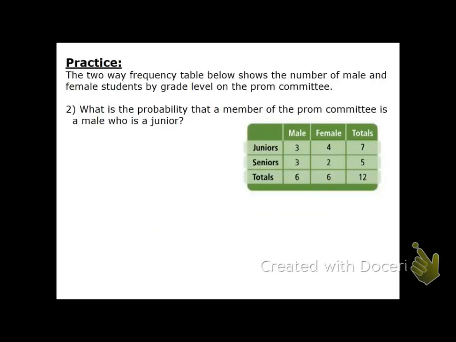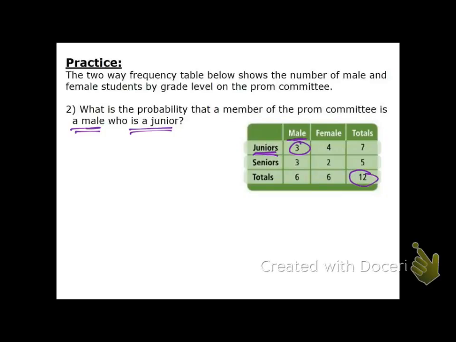Next example. The two-way frequency table below shows the number of male and female students by grade level on the prom committee. What is the probability that a member of the prom committee is a male who is a junior? So our keys here are male and junior. So we're going to focus in on the junior category as well as the male category. So junior males, we have 3, and then total students on prom committee would be 12.